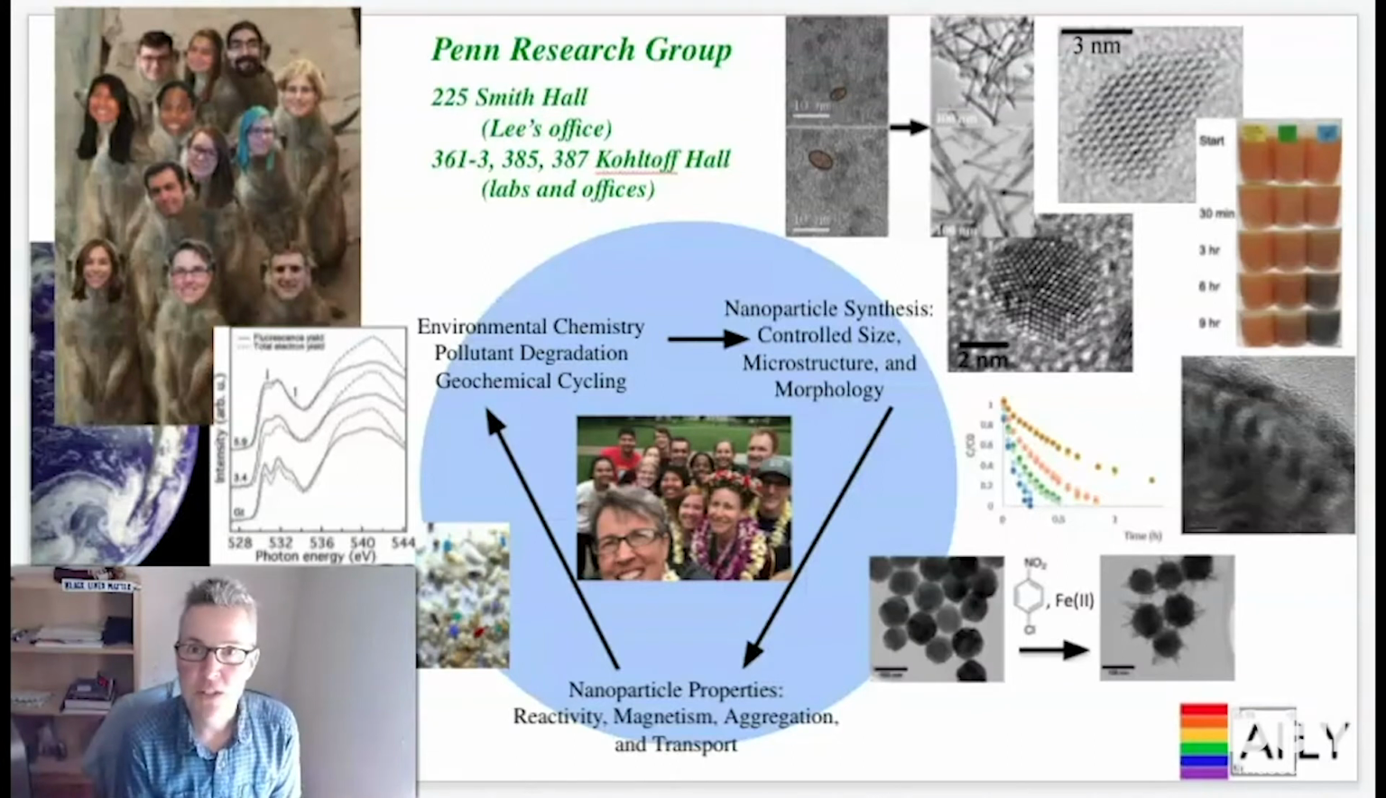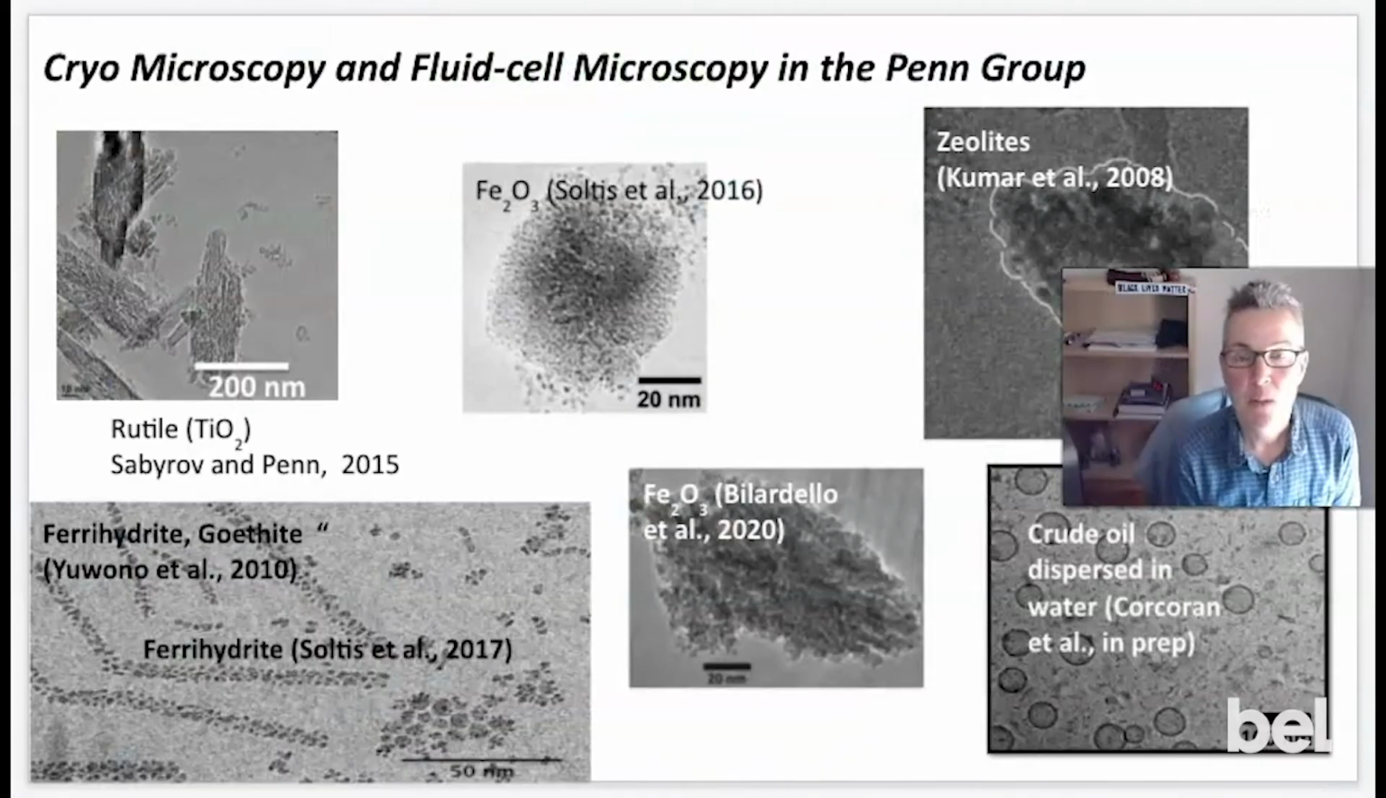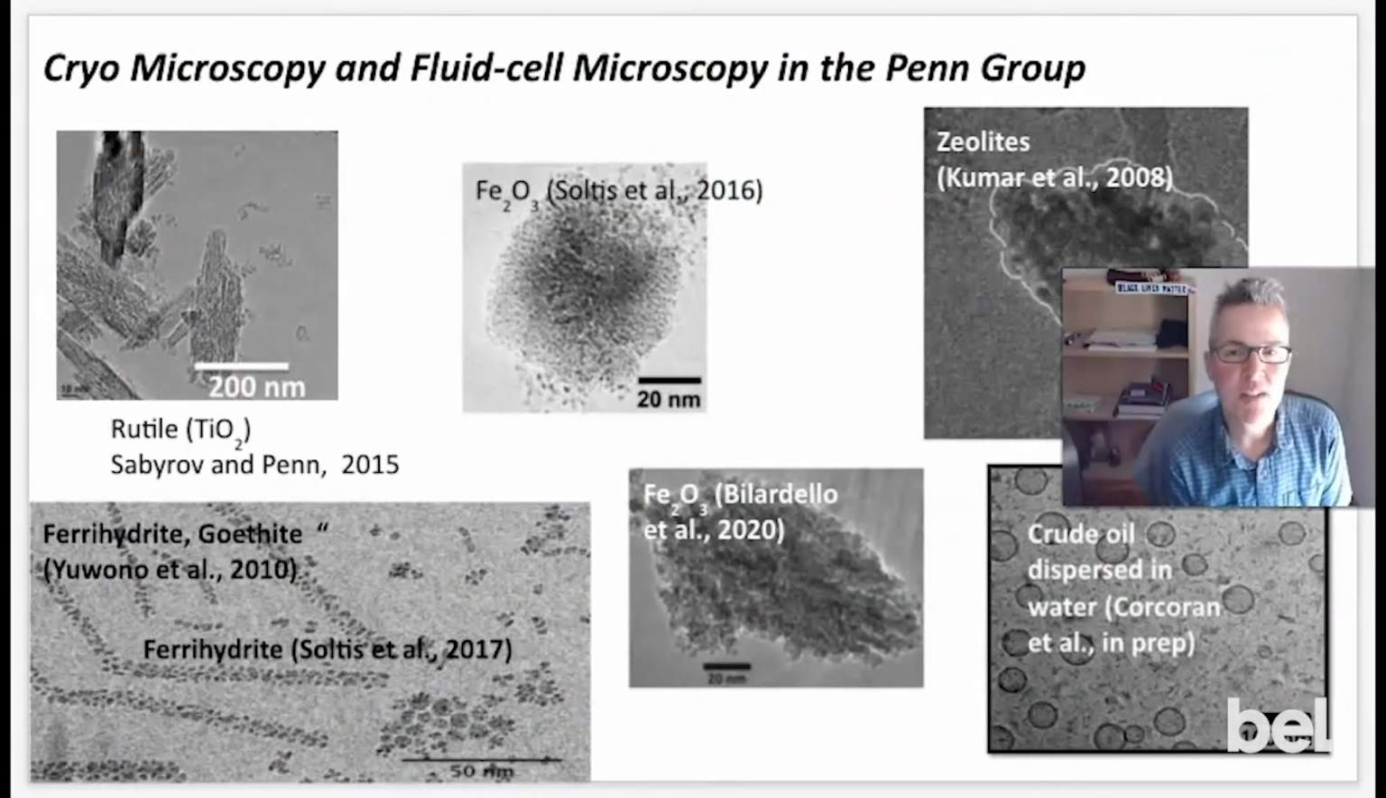Another area in which we do research is environmental chemistry, where we look at how pollutants degrade in environmental systems, and we also look at the geochemical cycling of the elements. The final area that we spend a lot of time is looking at the properties of nanoparticles, whether they are natural nanoparticles that we collect from the environment or nanoparticles that we make in our lab. We specifically look at how nanoparticles grow, how they transform, how they aggregate, and also how they react in environmental systems. An important method that we use in the Penn Research Group is microscopy.